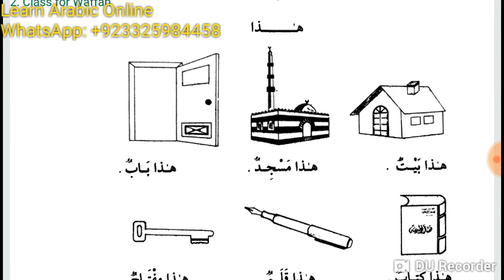This page is very easy. Start reading it and translating it. Haza baitun, this is a house. Haza kitabun, this is a book. Read horizontally.